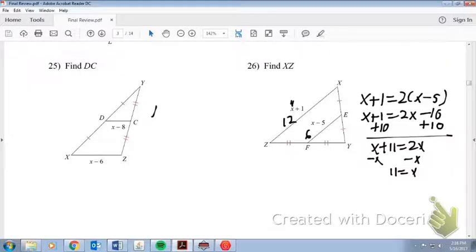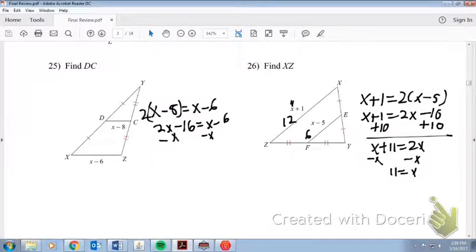Over on 25, we know that the short one, x minus 8, is half the length of the long one. So 2 times the short one equals the long one. We're then going to distribute that 2. We get 2x minus 16 equals x minus 6. We're going to subtract x from both sides. We get x minus 16 equals negative 6. We're going to add 16 to both sides, and we get x equals 10.